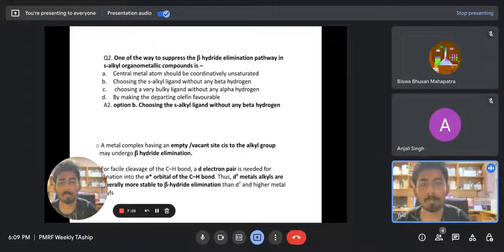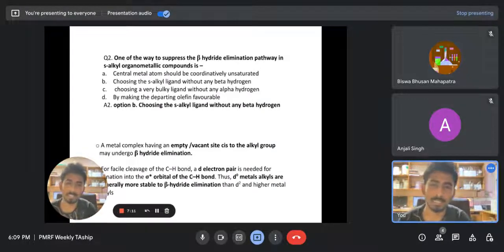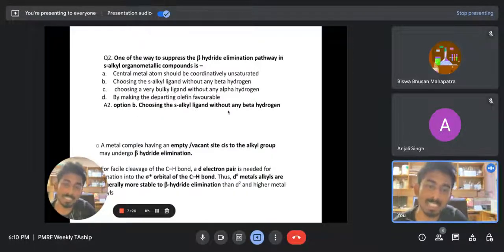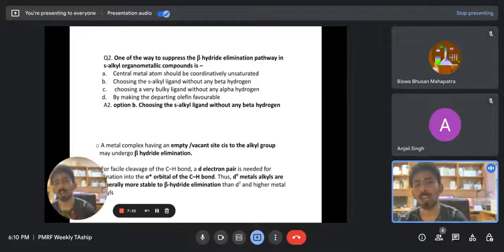So firstly, in the previous slide, I have already discussed with you the major and the foremost criteria of beta hydride elimination: the alkyl group, such that it has a beta hydrogen, should be bonded to a metal atom. This is the primary criteria. Without any beta hydrogen, beta hydride elimination is not possible. So the answer, choosing the sigma alkyl ligand without any beta hydrogen, is the first criteria to suppress the beta hydride elimination in sigma alkyl organometallic compounds. Now let us come to the other examples.